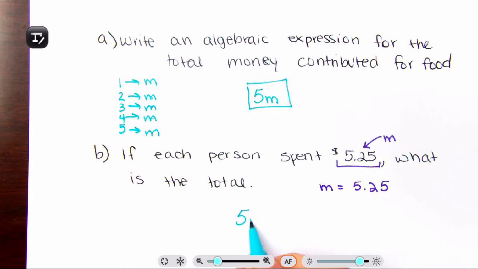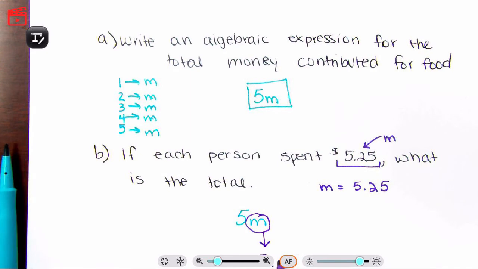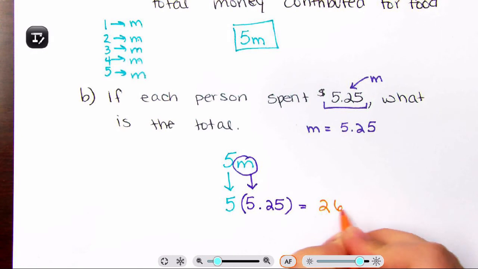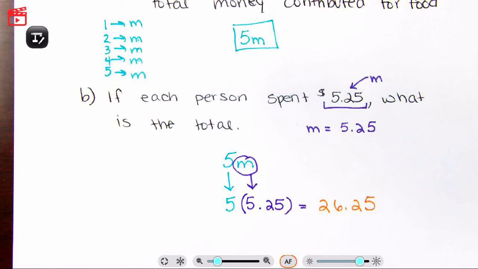I have 5M, here is M. M is $5.25. Bring down your M just like it was. So we're bringing everything down. And we're going to multiply this, okay? Now, you may think you need a calculator, but you don't. And I'm going to show you why. But let's use a calculator just for a quick second to get an answer. And I get $26.25. Now, again, you don't need a calculator for this. Let me show you how to do it without a calculator.